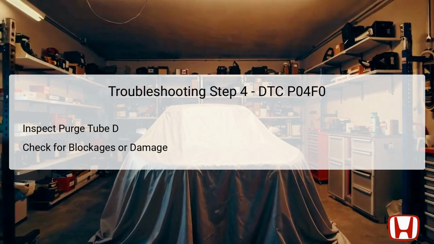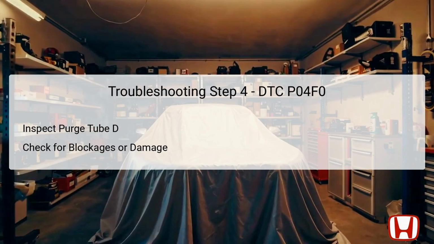This tube connects the evap canister purge nozzle to the intake air duct, playing a vital role in the proper functioning of the evap system. Begin with a visual inspection, checking for any signs of blockage, such as debris or foreign materials that could restrict vapor flow. Additionally, inspect the integrity of the tube for any cracks or other types of damage that may affect its performance. Ensure that both ends of the tube are securely connected.